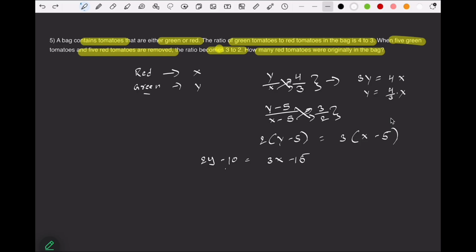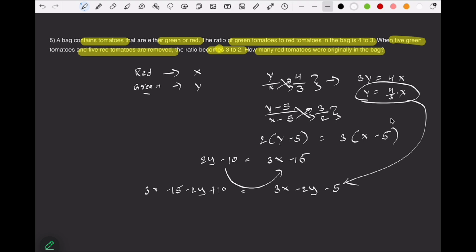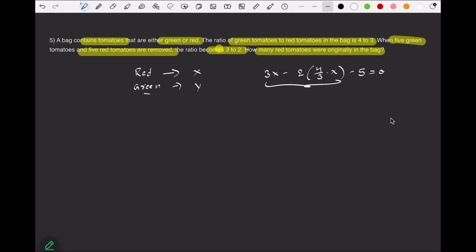If we bring all the terms into the right hand side, it will become 3x minus 15 minus 2y plus 10. We can rearrange it as 3x minus 2y minus 5. If you substitute the value of y from here in this expression, 3x minus 2 times 4 by 3 times x minus 5 is equal to 0. So if we are simplifying this part of the expression, the LCM is 3. So it is 9x minus 8x over 3 minus 5 is equal to 0.